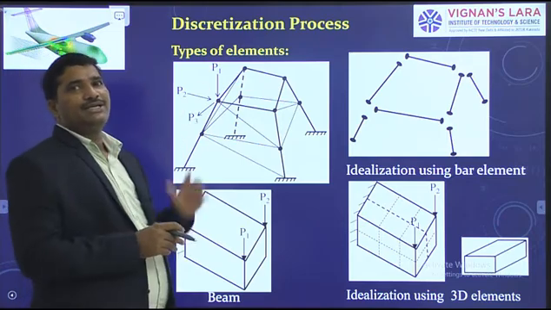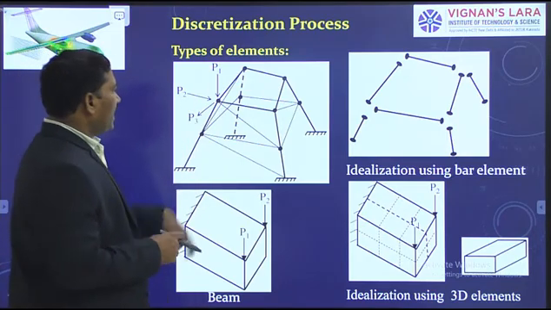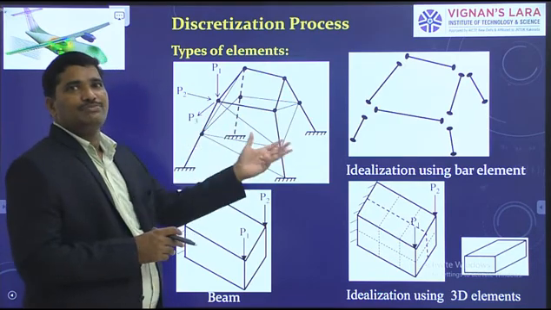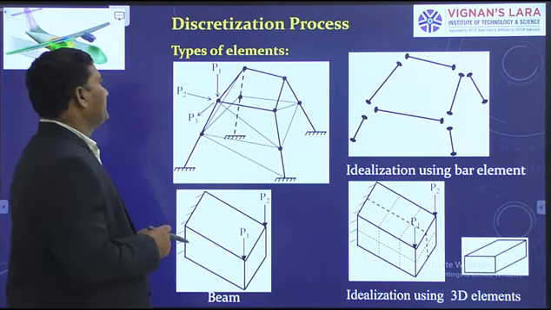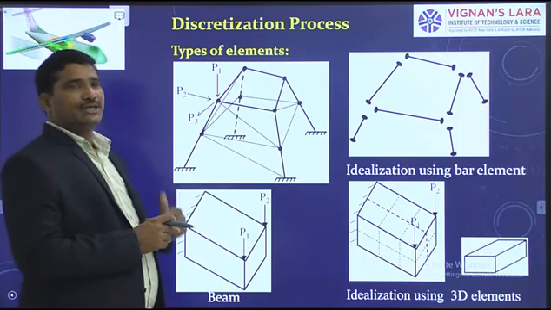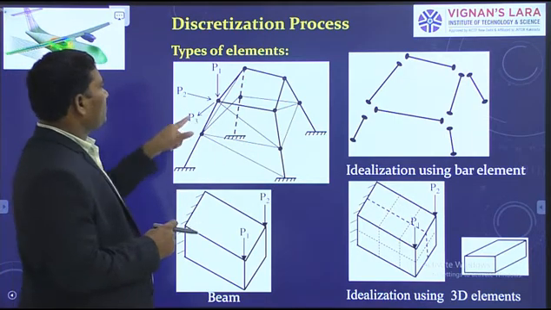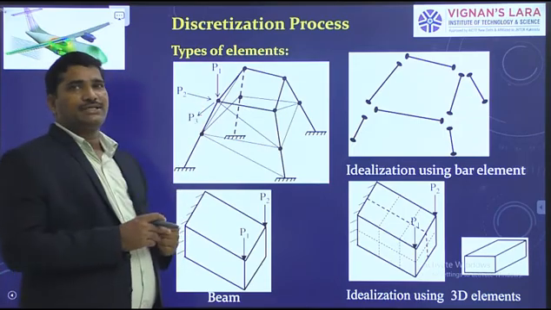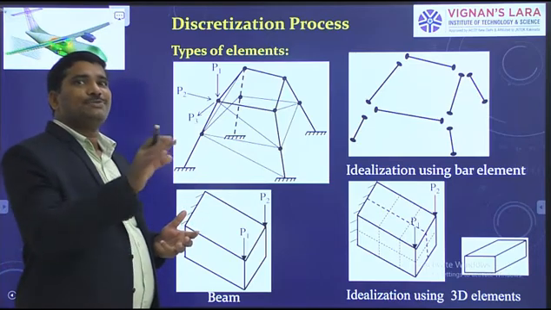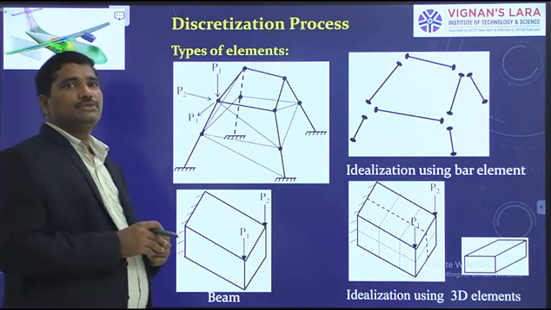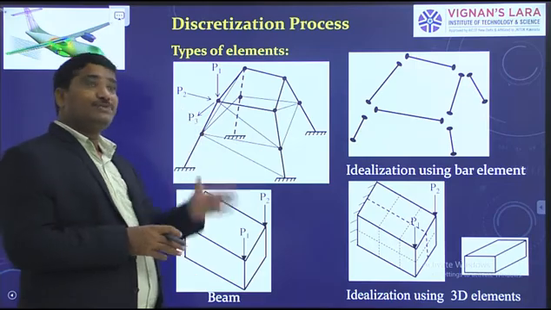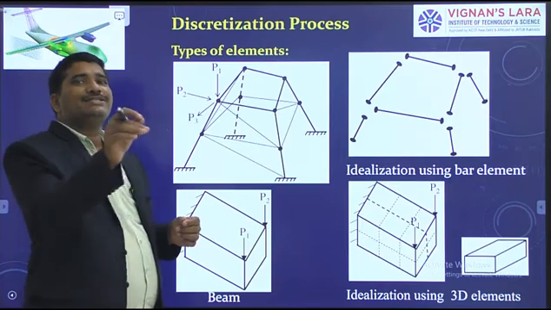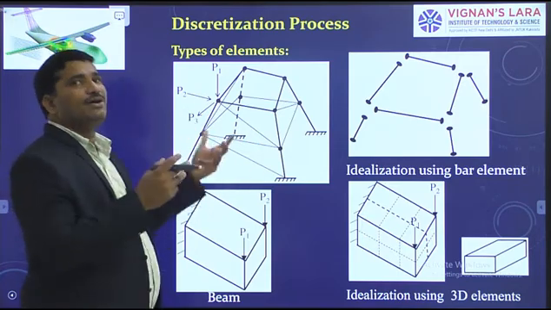Firstly we see the types of elements. We have a structure here. This kind of structure you might have seen, you might have observed. This is a 3-dimensional structure. And these are the forces acting. We observe power transmission lines, we observe structures like this. The tensions in the power cables are the forces acting on the structure.